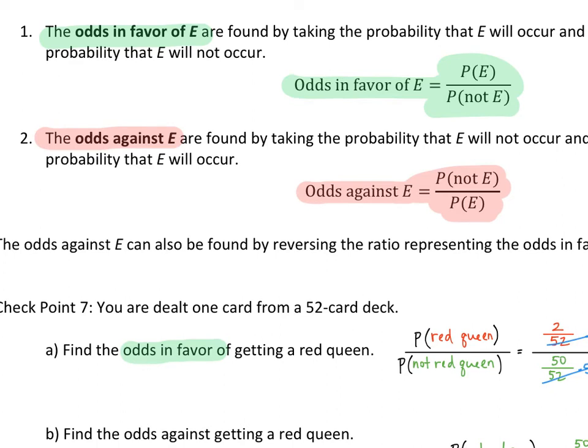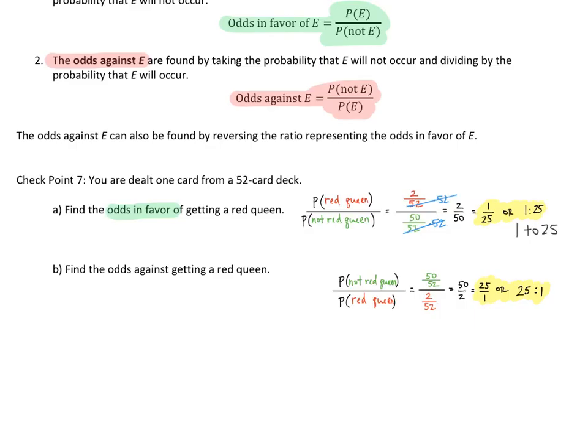Okay, the next one says find the odds against getting a red queen. So how's that going to change what we found in A? Pause the video, give it a shot, and see what you get. Hopefully you realized all we have to do is switch our numerator and denominator. So now I want to know the probability of not getting a red queen over the probability of getting a red queen. So again, this was the odds against. We have to read very carefully. When we clean everything up, this time we get 50 over 2, or 25 over 1, or we could read it as 25 to 1. Again, you could write it as 25 to 1 against getting a red queen.